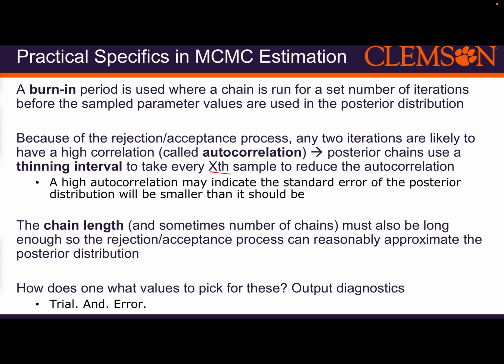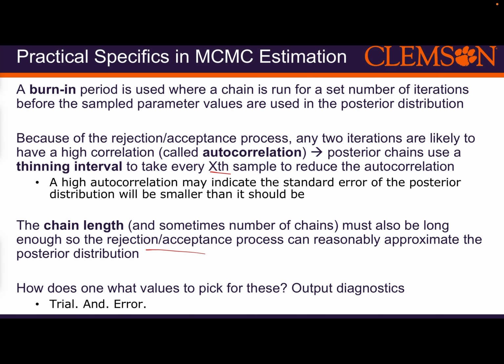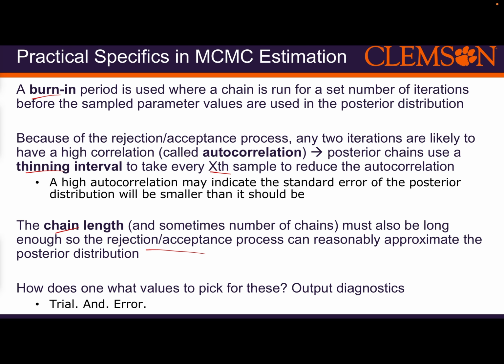How many iterations do we need? That also has to be long enough so that this acceptance-rejection process can reasonably approximate the shape of this other distribution. And how do we pick these values? How many burn-in iterations, how many thinning iterations, how long the chain needs to be? Trial and error. That is the only way we can pick it. So output diagnostics is how we check whether we did it right. If we didn't do it right, we can go back and do it again with different values.